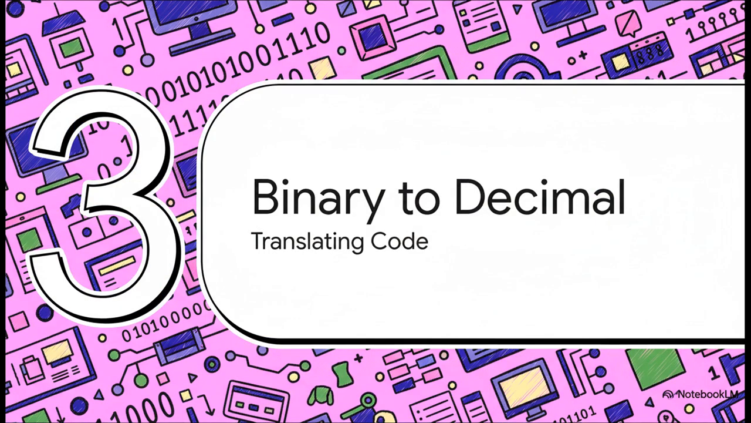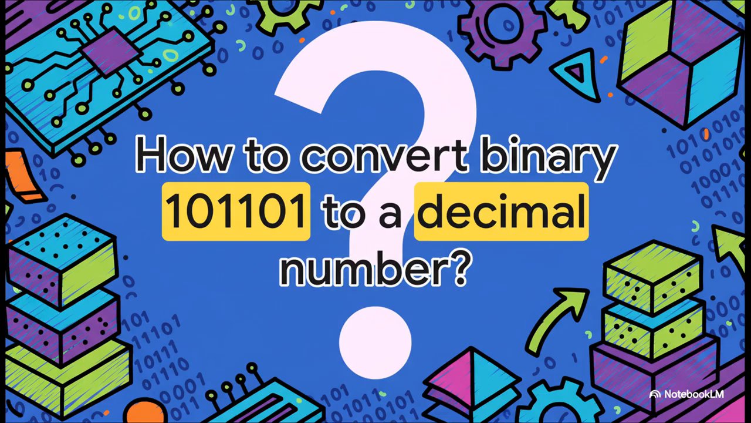All right, let's start with the most important translation of all. How do we turn a computer's binary code into a number that actually makes sense to us? This is where we crack our first code. Remember our big question from the beginning about the number 45? Well, this is it. This is what a computer actually sees. 101101.